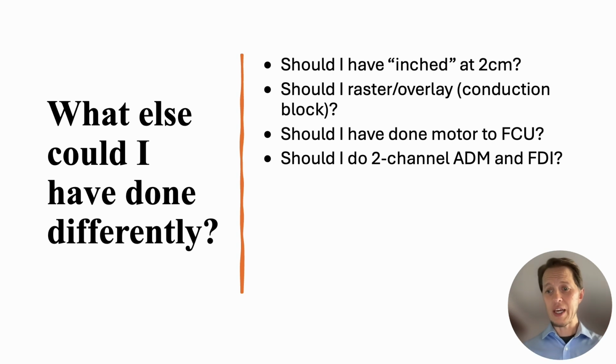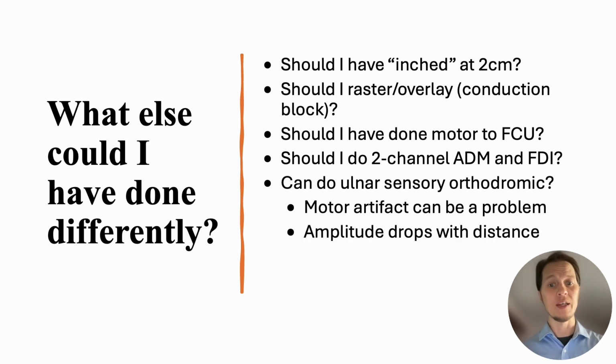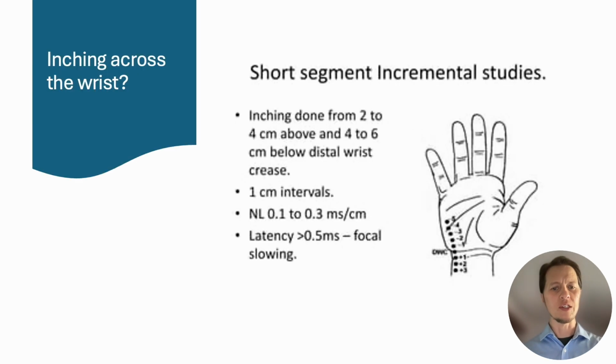Should I have done ulnar motor to the FCU like I talked about? Hey, what about doing FDI? So many people don't do it. They stop at ADM. My machine right now is a little bit messed up. I can't do two channel at the same time, but we're getting a new machine and I'm very excited. I'm going to certainly present some cases with the new one, and the newer ultrasound can do some two channel and then maybe increase your sensitivities that way. Here's another one. You can do ulnar sensory orthodromic and go all the way up to the elbow. Yeah, the amplitude drops down and you can certainly get motor artifact, but that's another idea. Some people do that, but it's something to consider.